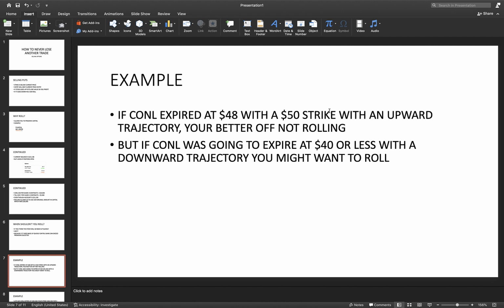But if it looks like it's coming back up, then you probably don't want to roll it, right? Because think about this, if it expires right below your strike and then shoots up, the capital gains will exceed the premium collected, right? And I'll get into that more. But if CONL was going to expire, let's just say at $40 or less, and you had a $50 strike with a downward trajectory, right?